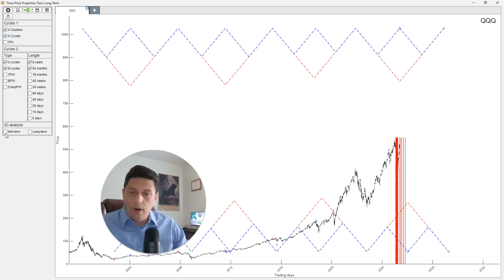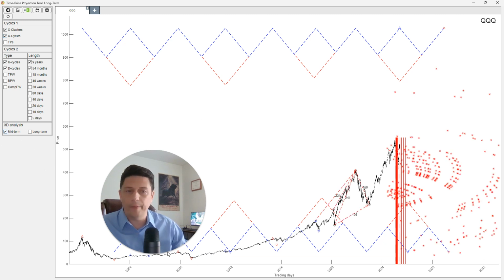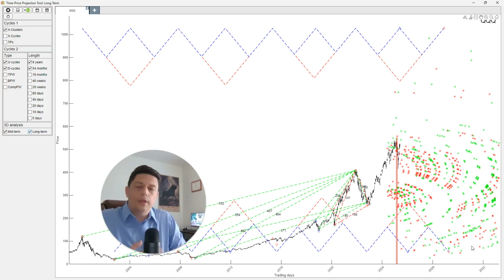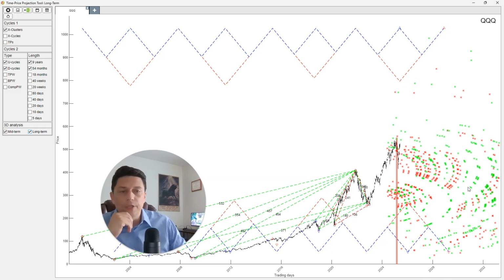To add more, not necessarily confusion, but to add more analytical points to this particular picture, we can look at our three-dimensional calculations. Let me remove the time cycles or clusters for a second here. That identify the points where both time and price come together, and typically it entails a turning point at that juncture. So as you can see in this situation, we had two very good hits here in February, and I believe it was late November of 2024 for the Nasdaq.